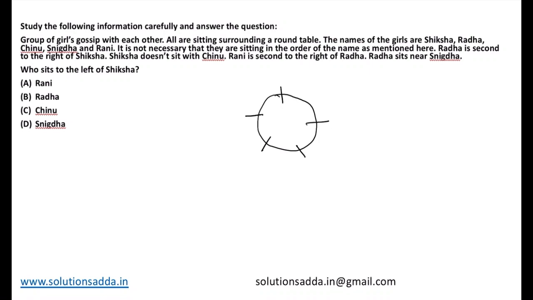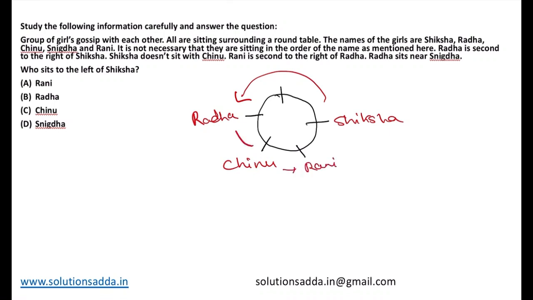Radha is second to the right of Siksha. So suppose we fix a place for Siksha. Radha is sitting second to the right. Hence the place for Radha is second to the right. Siksha doesn't sit with Chinu, so neither to the left of Siksha nor to the right of Siksha Chinu will come. So Chinu's place will be beside Radha. Rani is second to the right of Radha. So when we go to the right of Radha, this place is fixed for Rani. The only place left is between Radha and Siksha, and that would be of Snigdha.